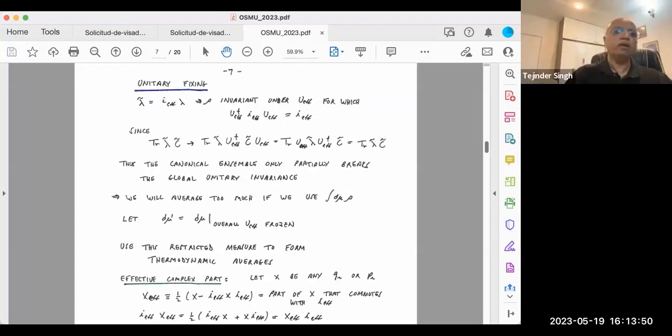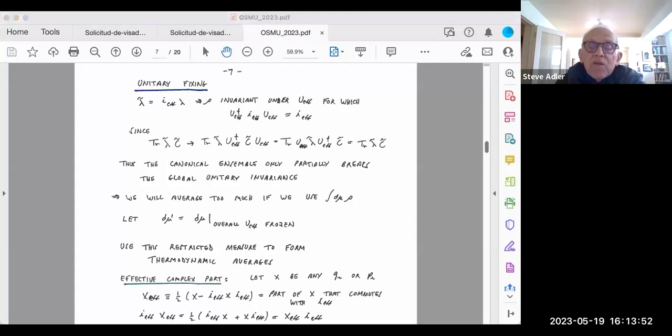Let's go back. Let's define X effective as a half of X minus i effective X i effective, which is the part of X that commutes with i effective. So the next line just says that i effective X effective is the same as X effective i effective, because you get i effective X if you multiply from the left, plus X i effective, and that's symmetrical. So you get the same thing if you multiply X effective by i effective from the left or the right. Okay, next slide.